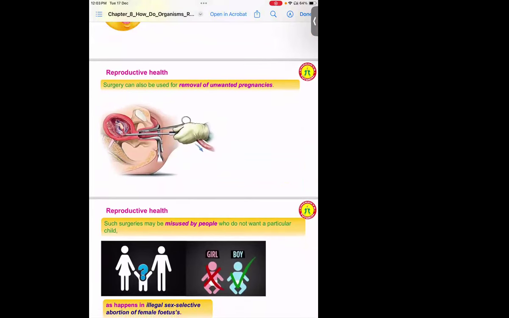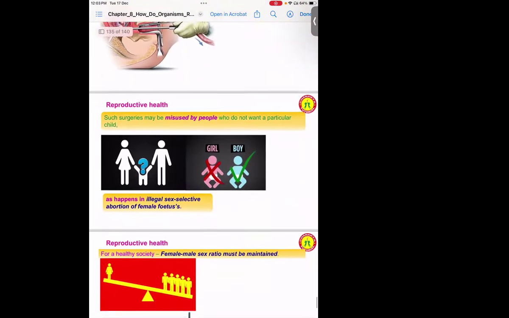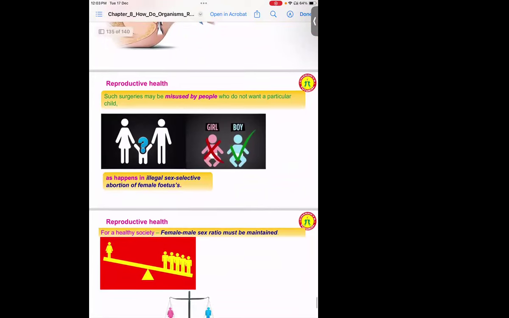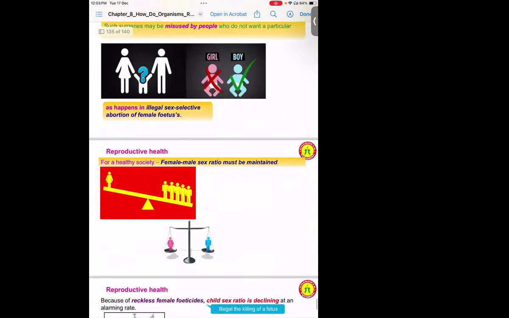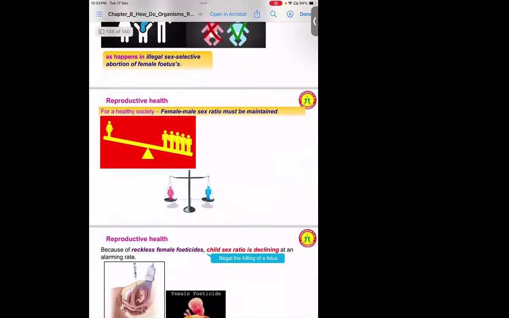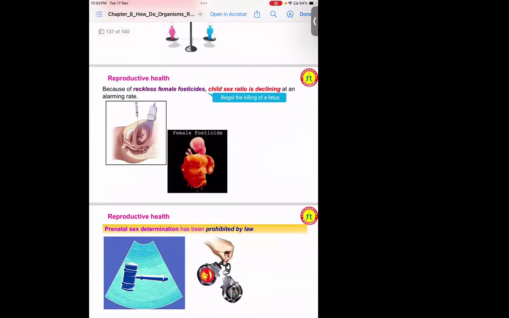Surgery can also be used for removal of unwanted pregnancy, which we call abortion. And such surgeries may be misused by people who do not want a particular child. This is how they will ask the competency-based question, where if the person gets to know that the child is a girl child, they will abort the child, which we call female infanticide. For a healthy society, the female-male sex ratio must be maintained. Because of reckless female feticide, the child sex ratio is declining. People are killing the female, and because of that the ratio of females is decreasing.